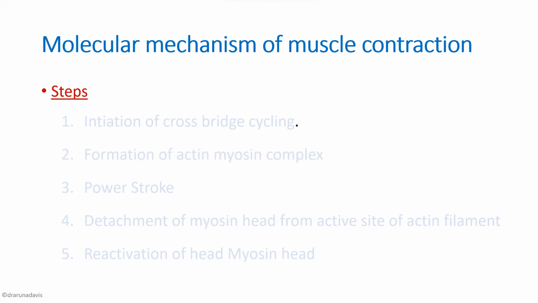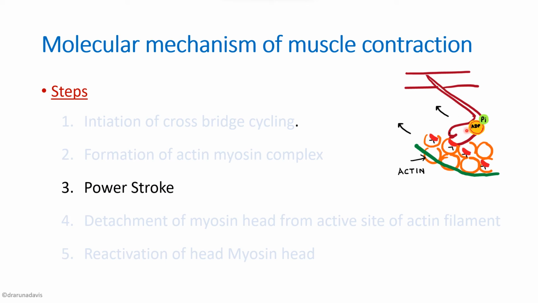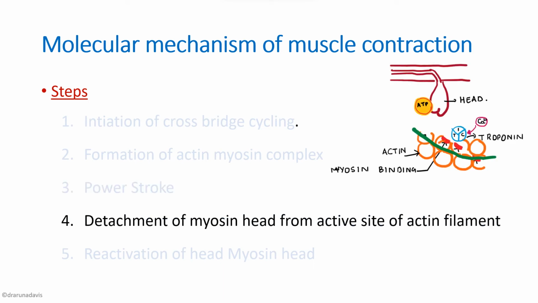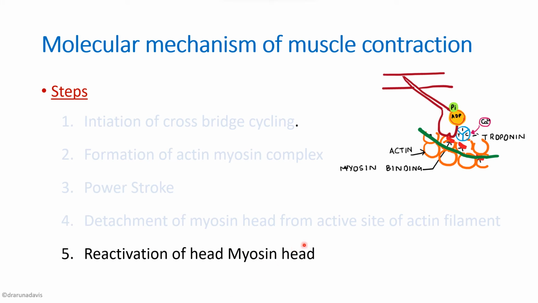Then we said there's a power stroke, which is due to the tilting or the conformational change of the head of myosin when the actin-myosin complex formed. And we also said that during the power stroke, phosphate is released, and after the power stroke, ADP is also released, and now the myosin head is free from ADP and phosphate. Since the myosin head is free, a new ATP will bind, and that will cause a detachment of the myosin head from actin. And finally, there is reactivation of the myosin head due to the cleavage of ATP to ADP and phosphate. So these are the basic 5 steps of muscle contraction.